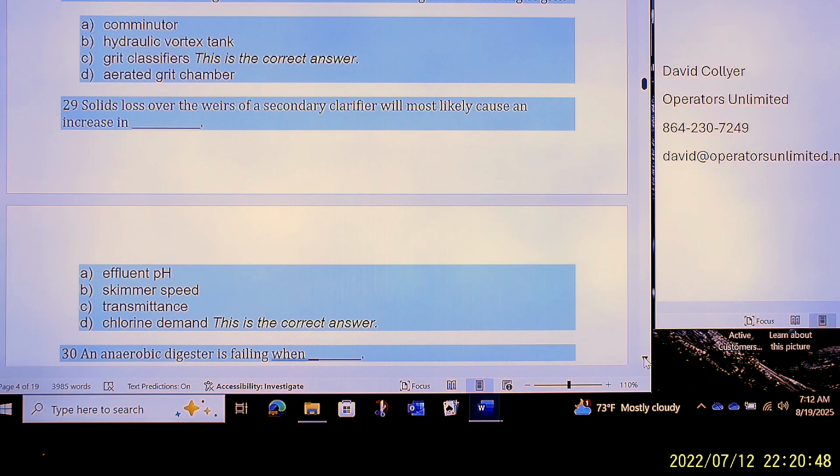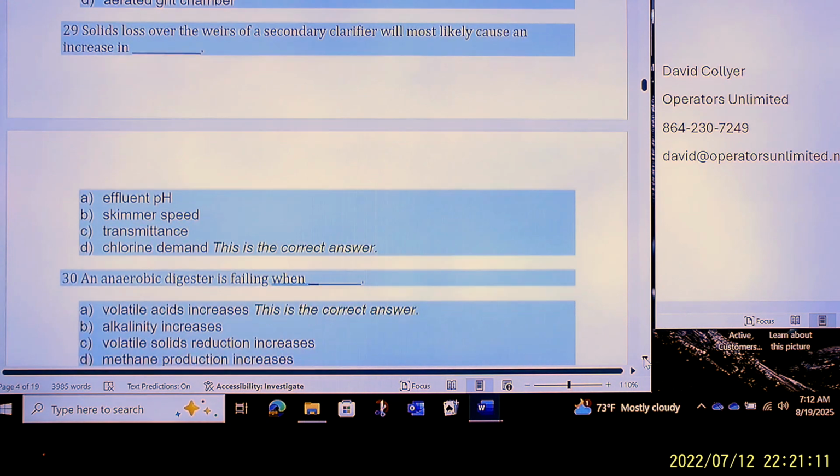Number 28. Which of the following units is used for the final washing and dewatering of grit? A, comminutor. B, hydraulic vortex tank. C, grit classifier. D, aerated grit chamber. The answer to 28 is C, a grit classifier.